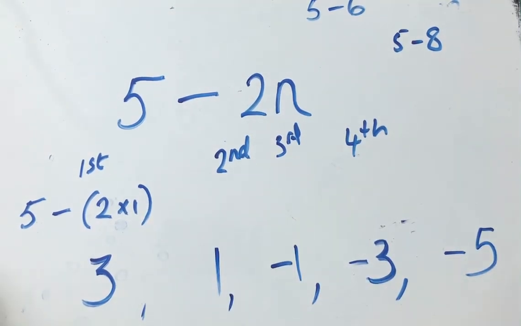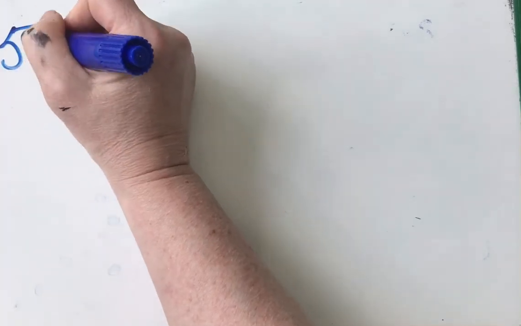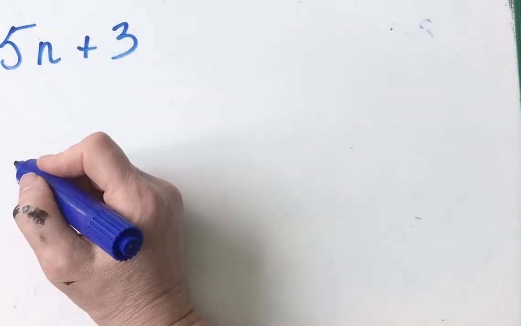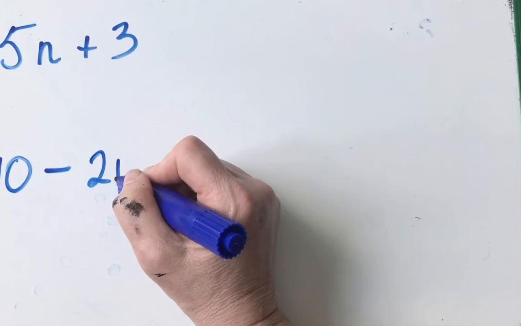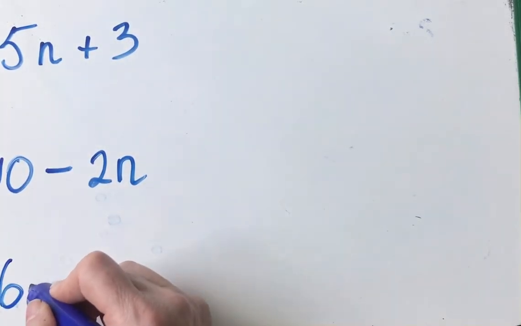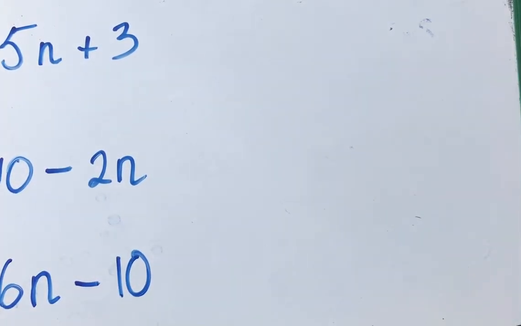Right, now it's time for you to have a go at generating the first 5 terms of some sequences, because maths, you need to do it. It's no good just watching. Have a go at these. The first sequence is 5n plus 3. Generate the first 5 terms. The second is 10 take away 2n. And the third is 6n minus 10. So have a go.